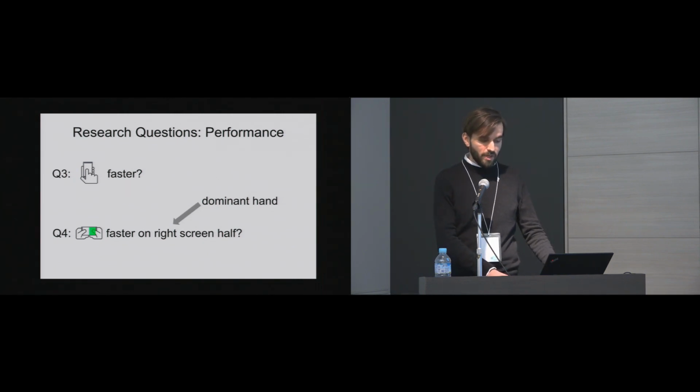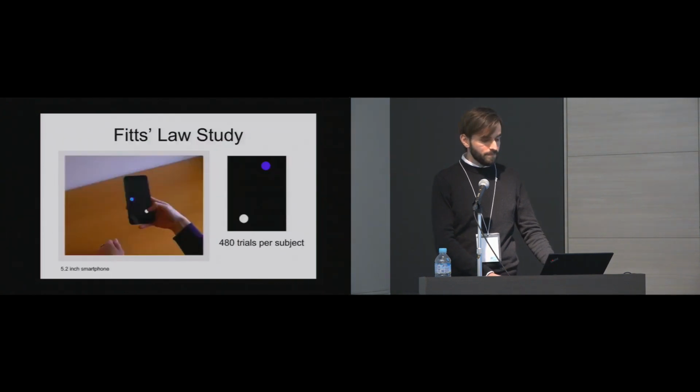To investigate this, we conducted a Fitts' law study. Participants had to tap on circular targets on a 5.2-inch smartphone. They were allowed to rest their elbows on the table. First, the participants had to tap on the white circle, then on the blue circle. We made sure to cover the whole screen with targets. We used 2 different target sizes and we arrived at 480 trials per subject.